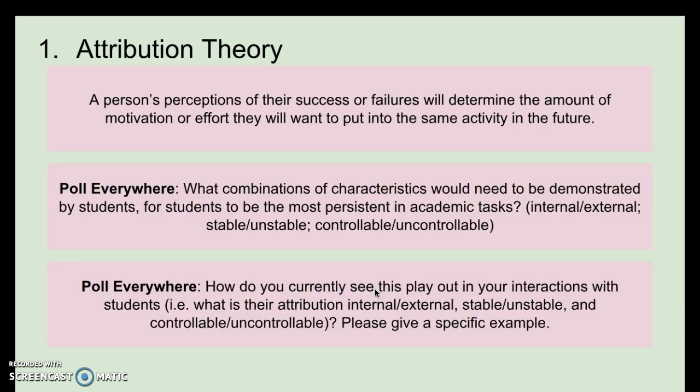Okay, so this next part, we're going to move over to Poll Everywhere, and we're going to cover these two basic questions. So the first question is, I want you to think about what combination of characteristics would need to be demonstrated by students for students to be the most persistent in academic tasks. So are they going to be internal or external, stable or unstable, and controllable or uncontrollable? We've gone over that just a couple seconds ago, so think back to what I just discussed and think about your answers. And then the second question we're going to address is, how do you currently see this play out in your interaction with students? What is their attribution? And then please give a specific example.